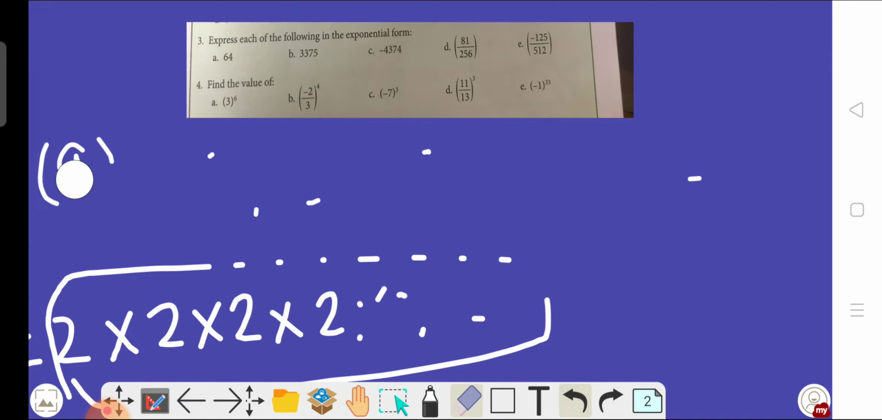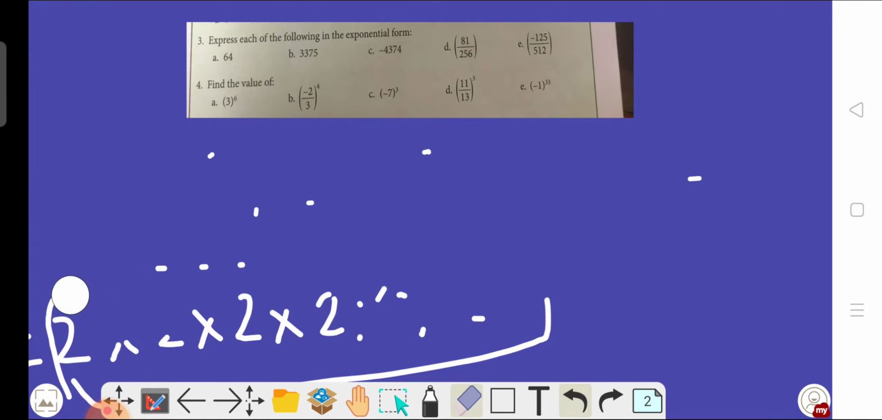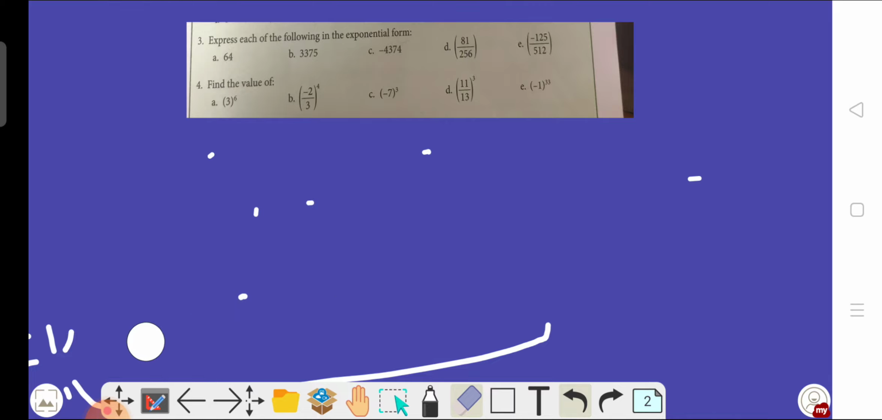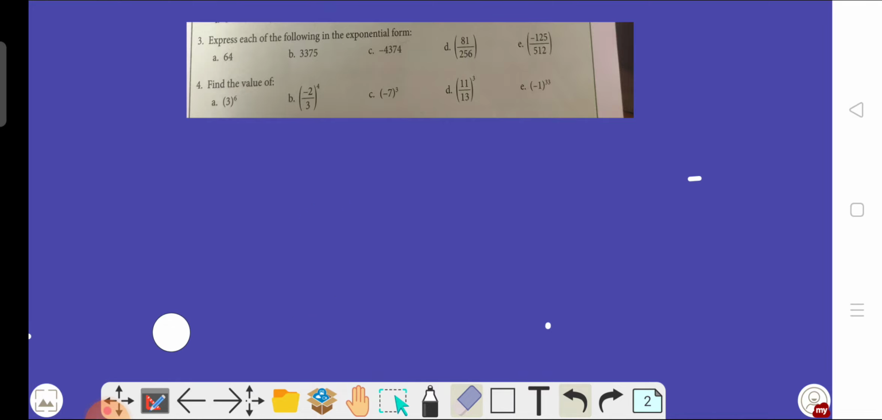So the question number 3, B part. What is the B part? We have to express 3375 in the exponential form. So the 3375.